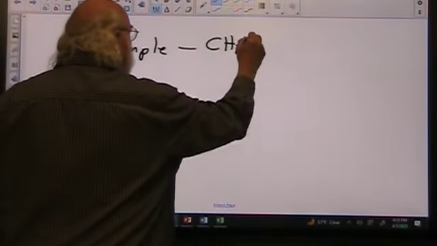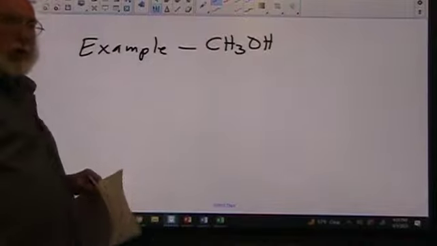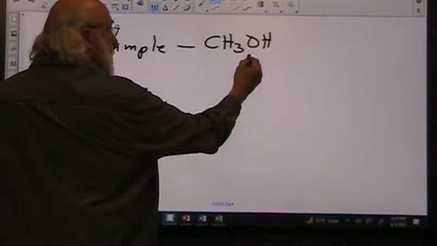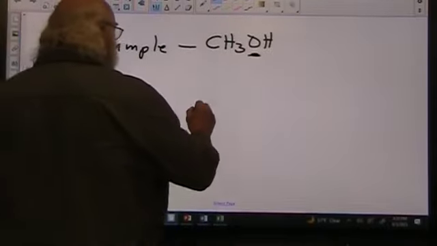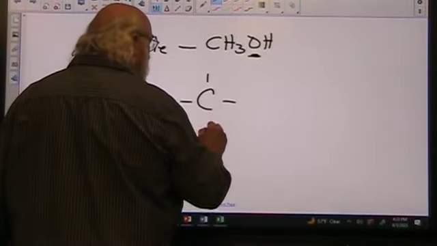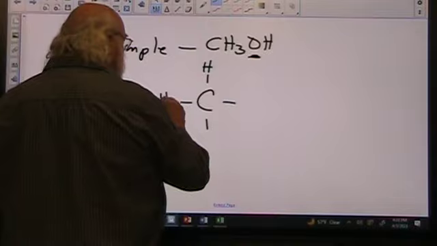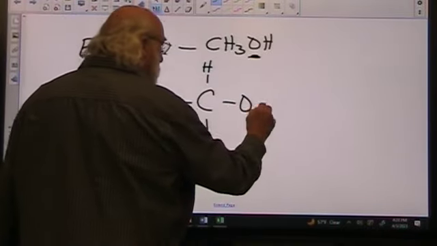So let's take a look at CH3OH. Right away we know it's polar. Why? Because of that oxygen. That oxygen tells you it's going to be a polar molecule. If we were to draw this out, and we've done this before, you have H here, H here, H here, and this is O and then H here.